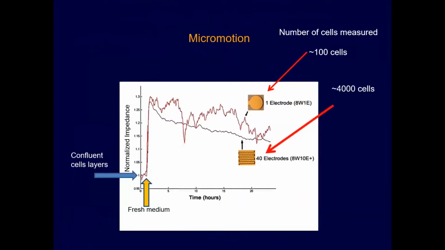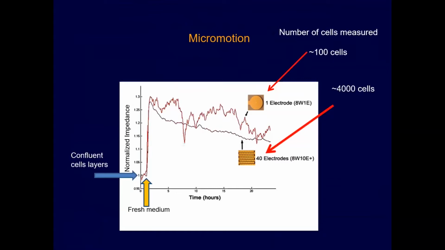For example, look at this curve. Here we've inoculated the same cell type on both a 1E array, where it has that single 250 micrometer diameter electrode, and one of the arrays that has 40 of these. Now, these will have very different overall impedance values, and so we have normalized the impedance in this case by dividing it by its starting value. And the starting value is with confluent layers of cells. The confluent layers receive fresh medium about an hour into this run, and we see the response of the impedance due to the change in morphology of the cell.